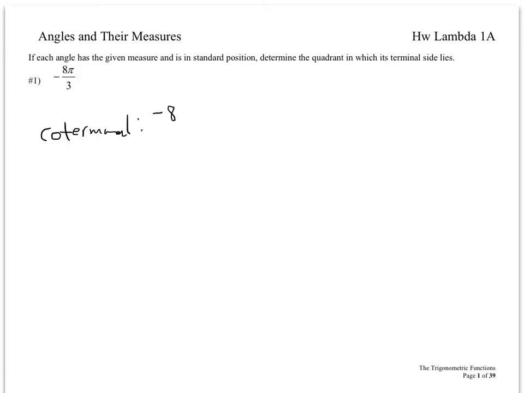So we could, since this is negative 8 pi over 3, add to this a complete revolution. One complete revolution would be 2 pi. 2 pi as a fraction would be 6 pi over 3. If we did that, that would not be enough to give us a positive answer. So we're going to add 2 revolutions to this. So if 6 pi over 3 is 1 revolution, that means 12 pi over 3 would be 2 revolutions. If I added those together, I would get 4 pi over 3. Negative 8 pi over 3 and 4 pi over 3 would have the same terminal side.